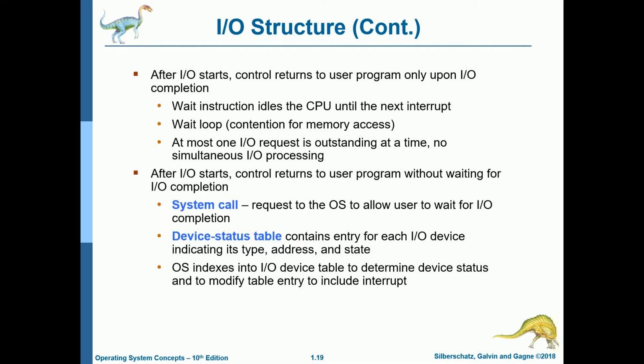Now, in the other stance, what we can do there is not wait for the I/O to complete. One subcategory of this would be a system call, and this requests to the operating system to allow the user to wait for some sort of I/O completion. A data structure called a device table contains the entry for every one of the I/O devices indicating the type, the address, and its state. The operating system also indexes into the I/O device table to determine the device's status and to modify entries in the table to include those interrupts.